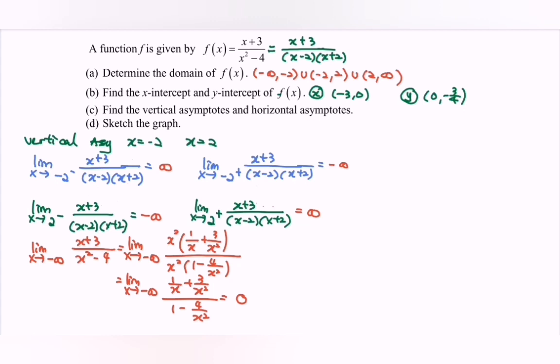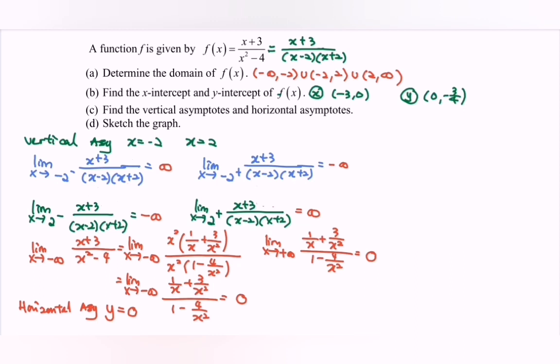Continue. Limit when x approaches positive infinity. We will have the same thing: (1 over x plus 3 over x squared) over (1 minus 4 over x squared). So finally, we will have approaching 0 as well. So as a conclusion, the horizontal asymptote will be y equals 0. So that is the horizontal asymptote and also the vertical asymptote and the behavior as well.